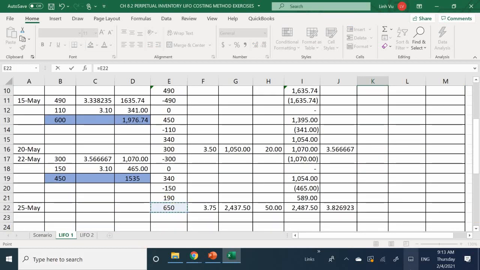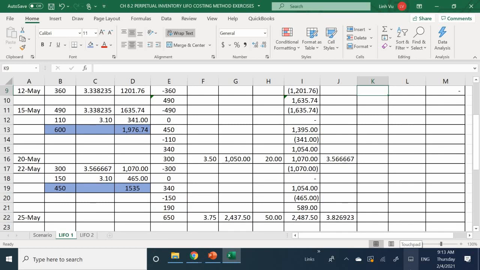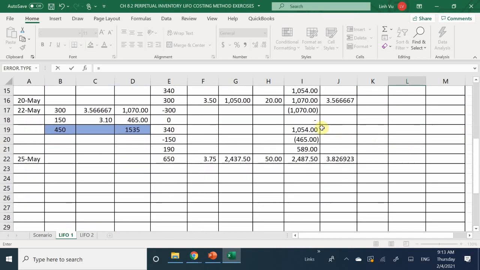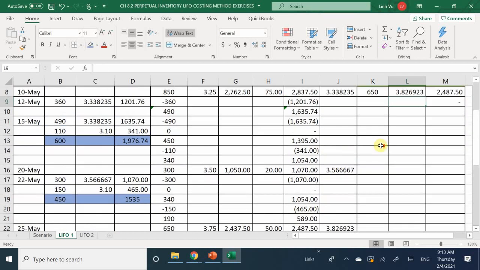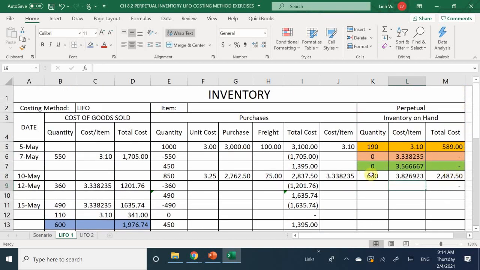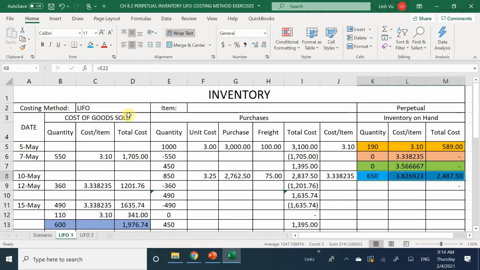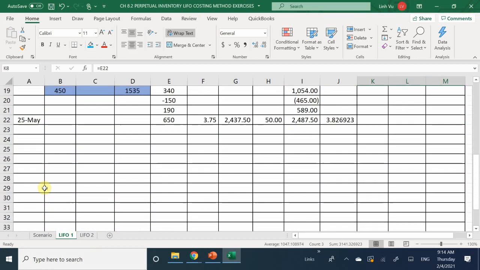So I have a new batch of 650. And it's going to cost me this much. All right, there it is. Okay, and I'm going to go ahead and highlight this and make this blue so you can see a little contrasting here. So blue. Okay. So there you go. 650 is our new batch. And let's see what has happened next.